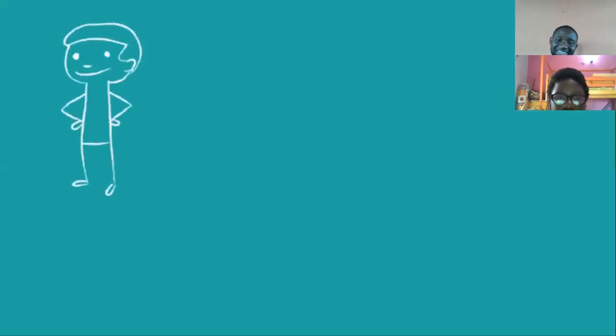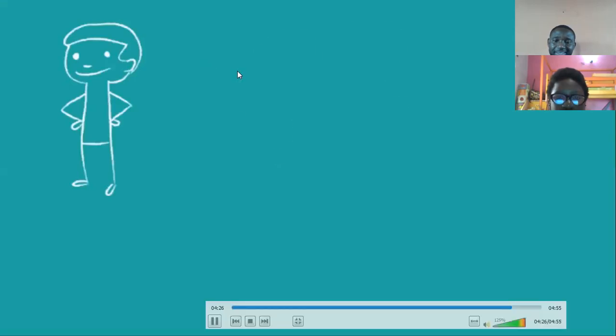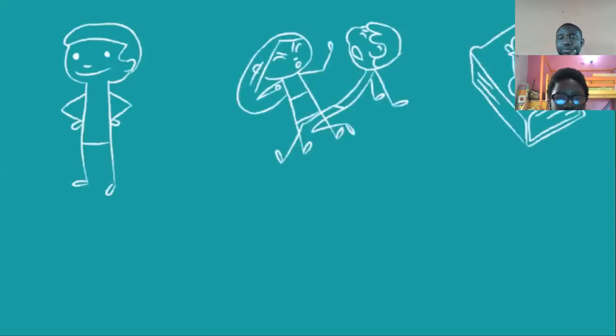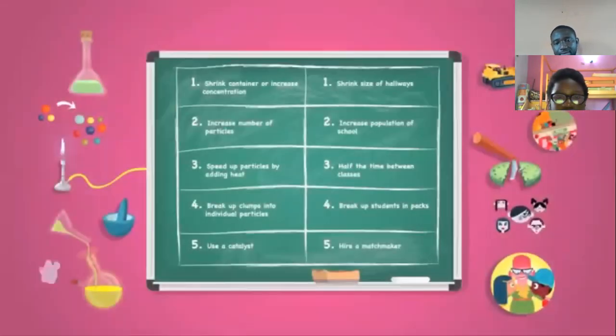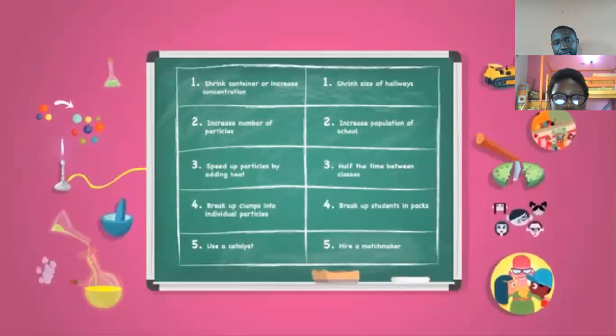So, to sum up, if a future chemist wants a date for the dance, he must collide with another person and knock the books out of their hands. And if a chemist wants to make a chemical reaction occur, the particles must collide in the correct orientation with an appropriate amount of energy. And both of these processes can be accelerated using the five methods I've described.